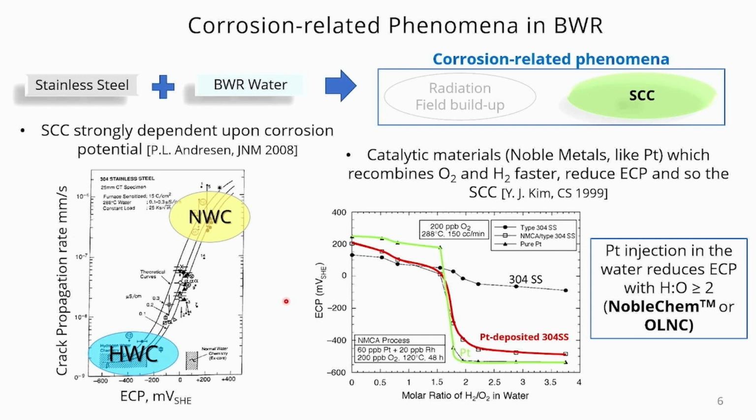However, a high concentration of hydrogen also increases the radiation field. Therefore, an alternative way to decrease the ECP, just using a stoichiometric hydrogen to oxygen molar ratio in the water, is by using catalytic material like noble metals, which, deposited onto the surface of the stainless steel, are able to catalyze the reaction between oxygen and hydrogen to form water, and therefore are able to decrease the SCC. In particular, in this project, we used an advanced technology called online NobleChem, which consists of the injection of platinum nanoparticles into the water, which, by covering the surface of the oxide, are able to reduce the ECP locally.